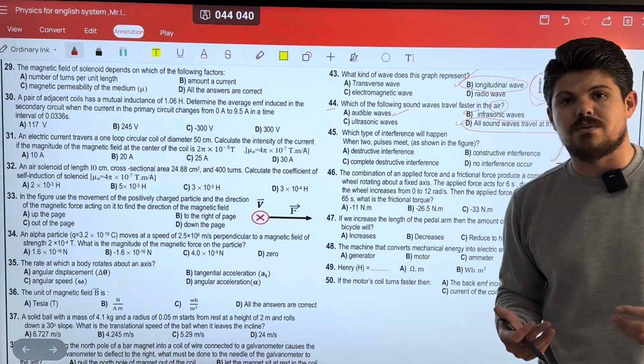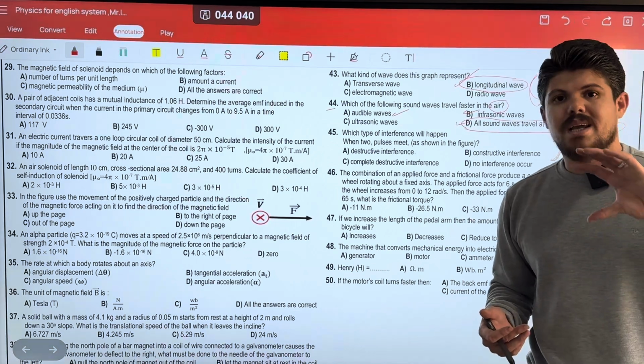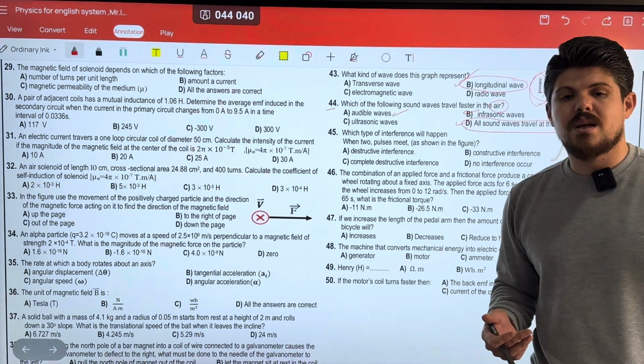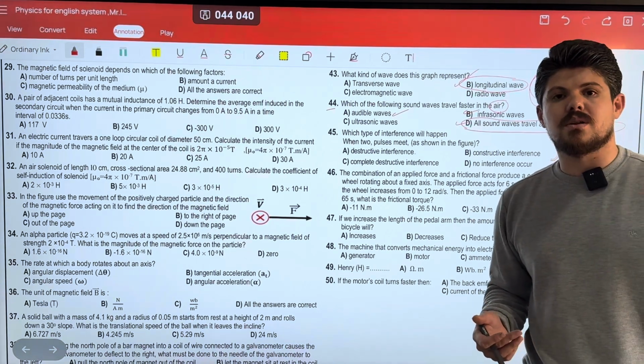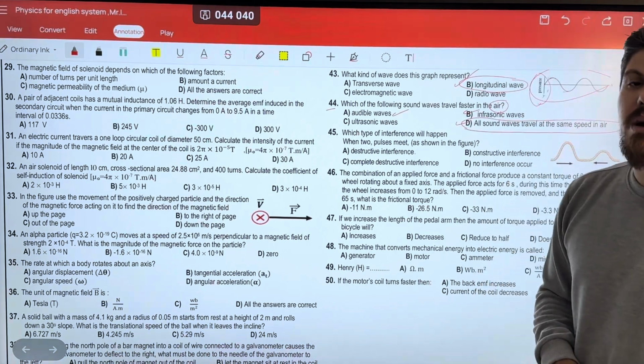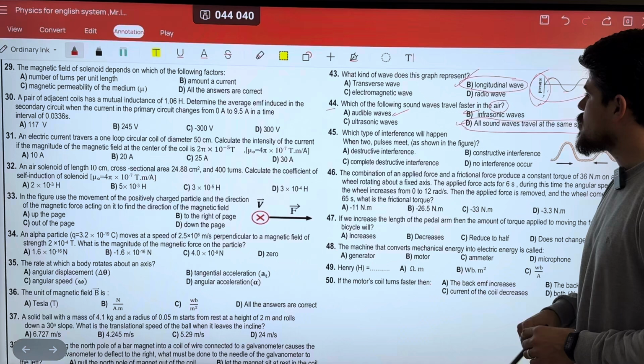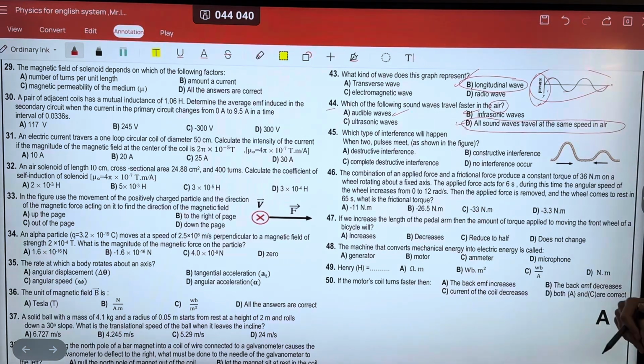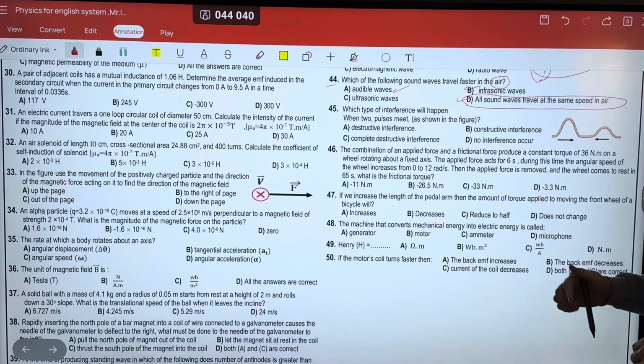They are the same wave. All waves, in mechanical waves especially, in a given medium, they move with the same speed at the same temperature. Okay? So there is no difference in speed between these three waves.